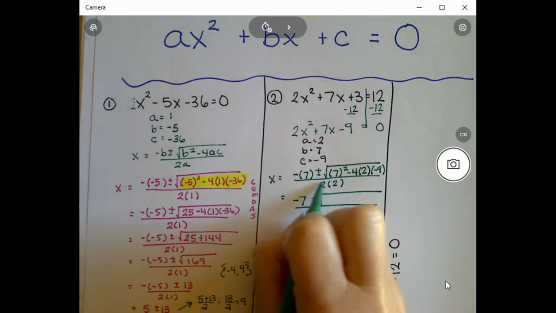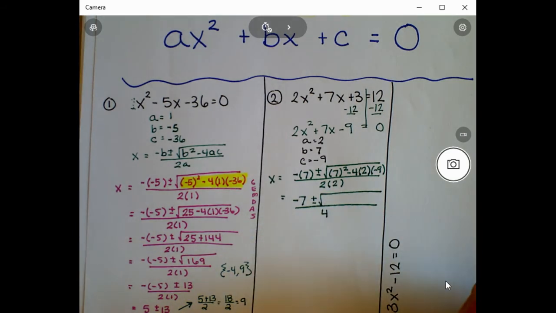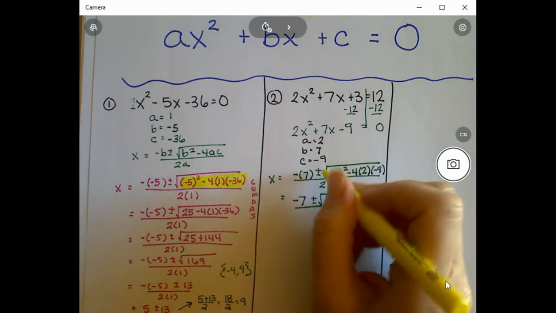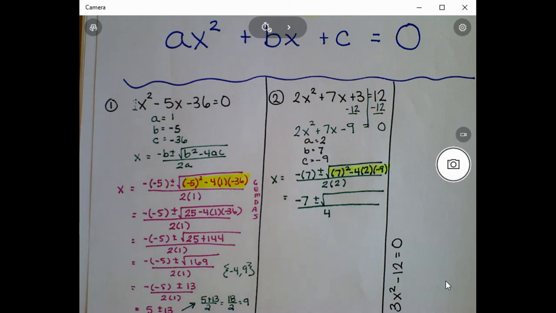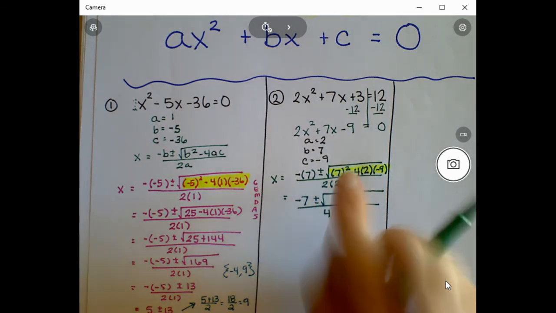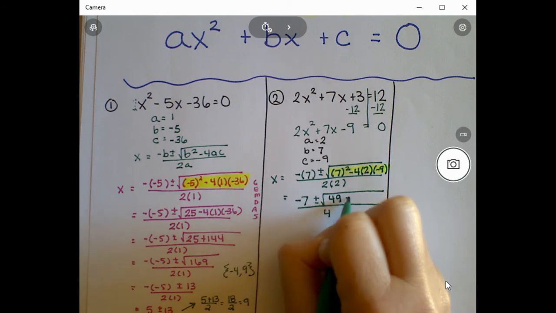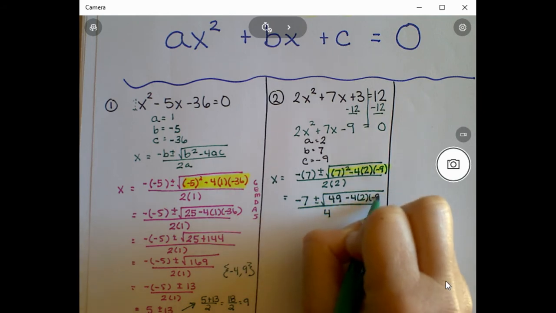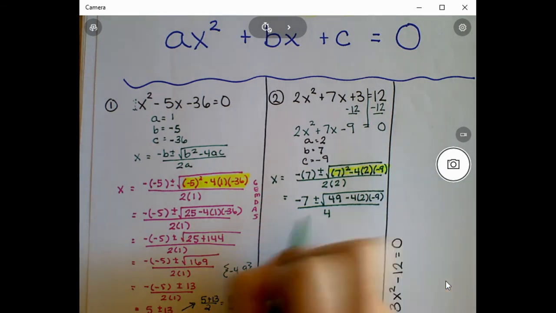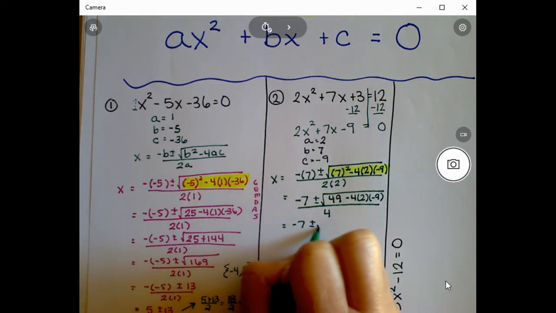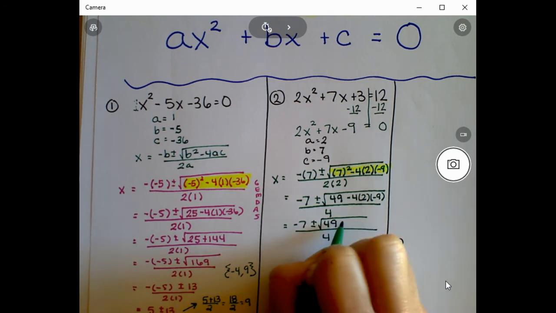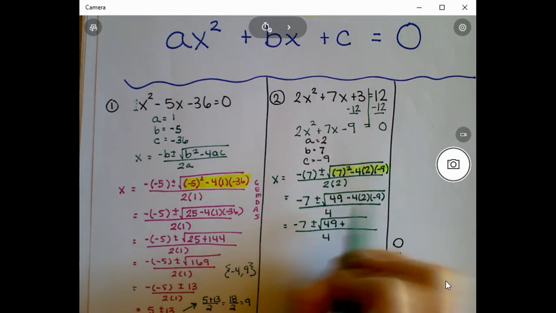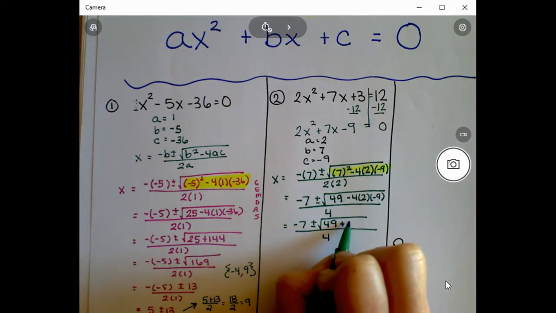And I know doing this 4, 2 times 2 is 4, is also not going to affect the rest of the problem. Again, we want to start with the group. So here's our group in here, and we need to do the order of operations, meaning exponents first. 7 squared is 49, minus 4 times 2 times -9. Okay, now we're going to do 4 times 2 times -9. So negative and negative is going to be positive. 8 times 9 is 72.